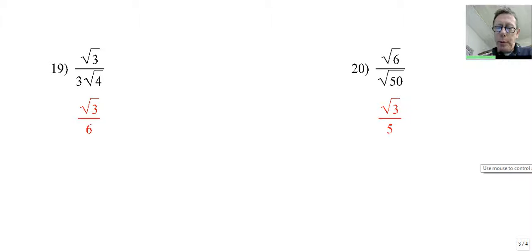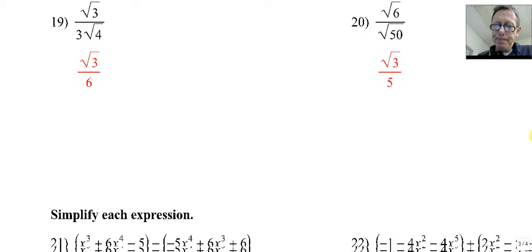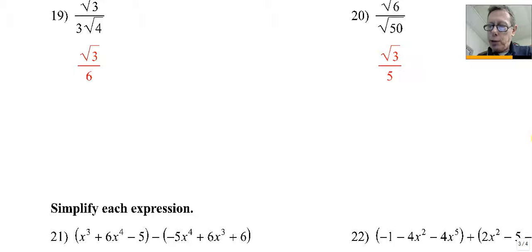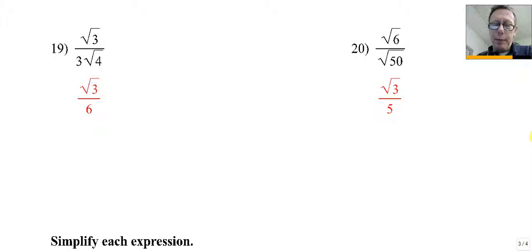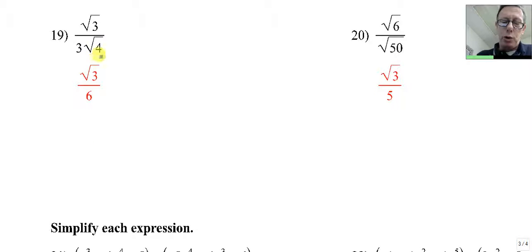Okay, let's move on to the third page. First one is another simplification of a radical. And what I have is the square root of 3 over 3 times the square root of 4. Well, the square root of 4 is a perfect square, so let's just change that to 2. All right, so that's going to give me the square root of 3 over 3 times 2. That would be equal to the square root of 3 over 6.